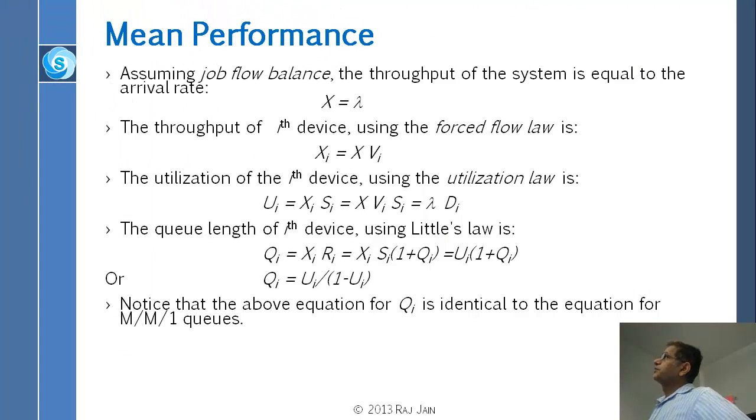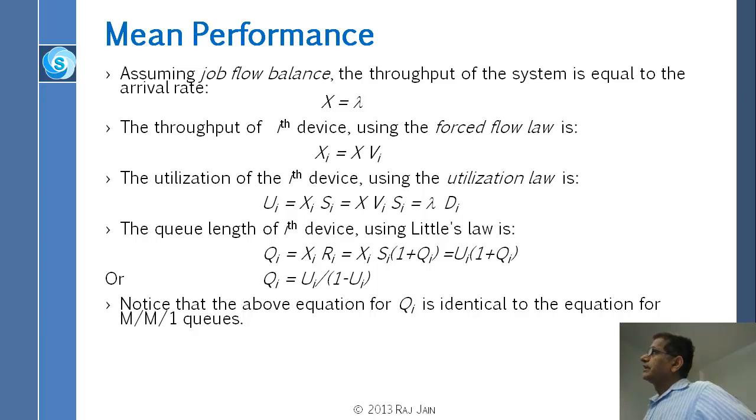Now we are assuming job flow balance. As a second assumption, we make job flow balance, so we can say something about the throughput. Throughput Xi equals the system throughput times Vi of the ith device. And utilization of the ith device would be Xi times Si, which will be X times Vi times Si, and X is lambda. So lambda times Vi Si, which is Di. The queue length of the ith device, from the previous formula, is Xi times Ri, where Ri was Si times 1 plus Qi.